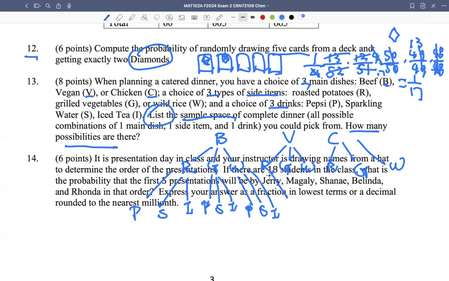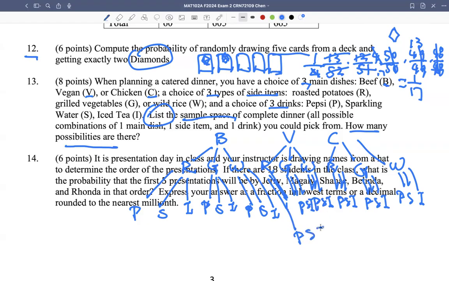So for all of them, we should list 3, list 3, list 3, list 3. I just don't have enough space. List 3, so it could be Pepsi, sparkling water, iced tea. Right? Pepsi, sparkling water, iced tea. Pepsi, sparkling water, iced tea. So P, S, I. One more here, P, S, I.